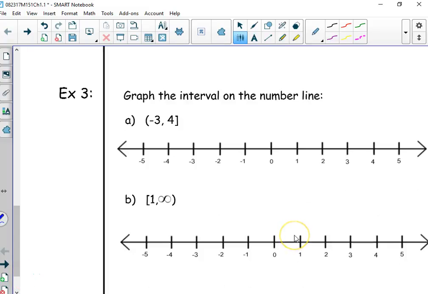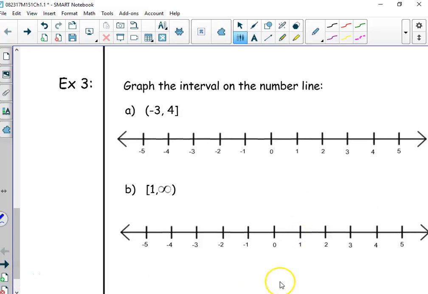Okay, now we're going to do some graphing. We're going to graph these intervals on the number line, and this is called interval notation. Our first interval to graph is left parenthesis, -3, comma, 4, and then the right is a square bracket.